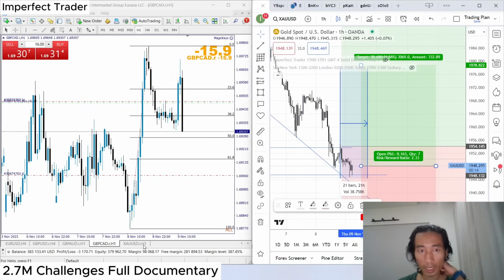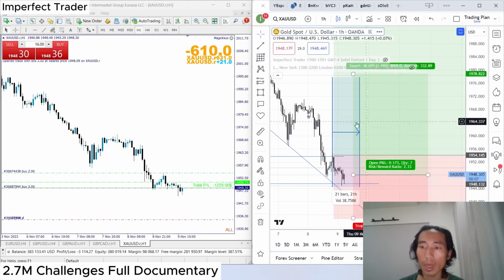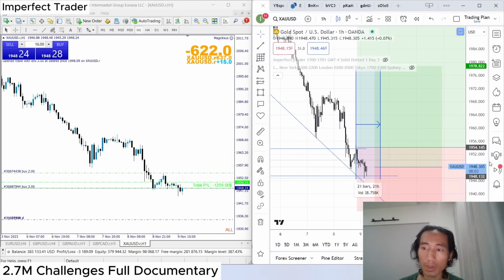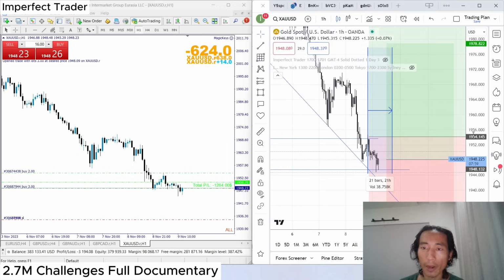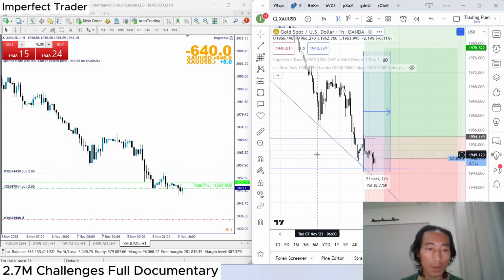So as you can see, I just opened a new trade on gold. Here's how the two trades look on TradingView. I don't have a take profit for them for now. I do have a stop loss, but the take profit is going to be manual.